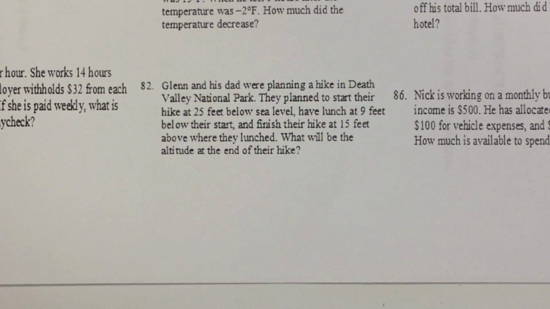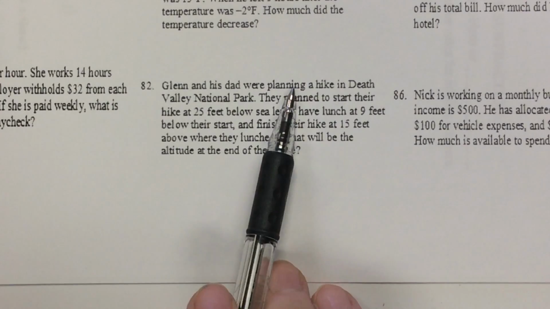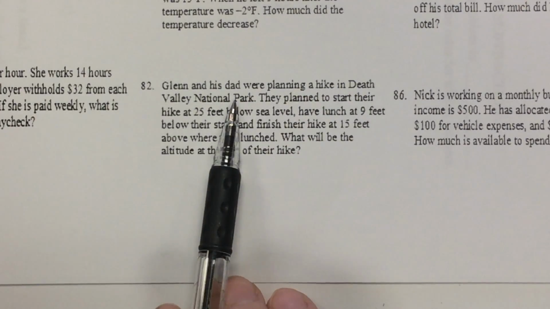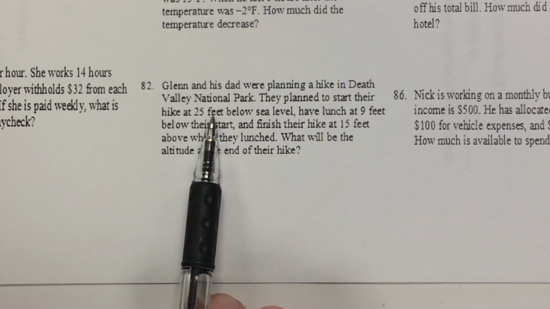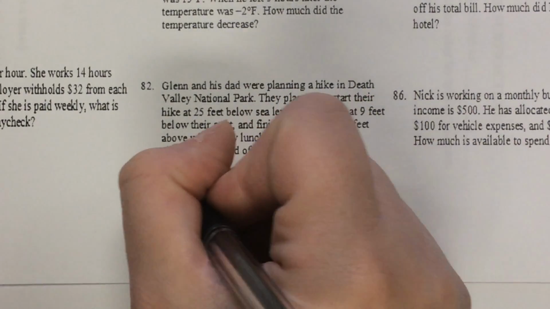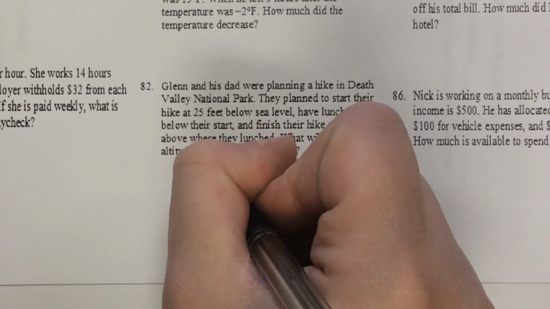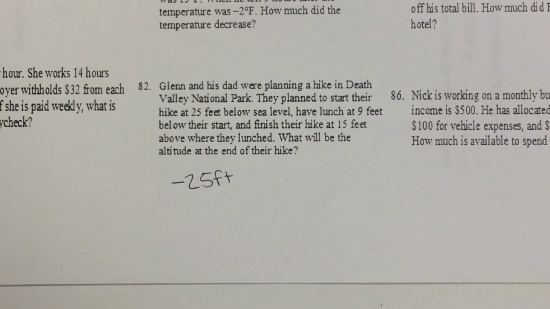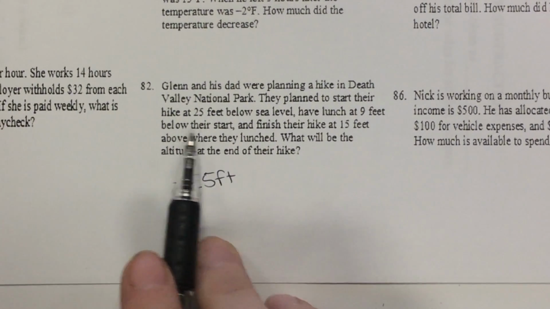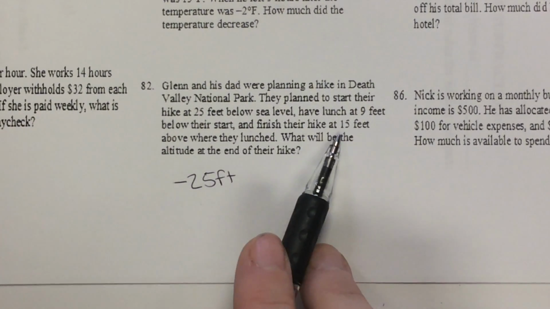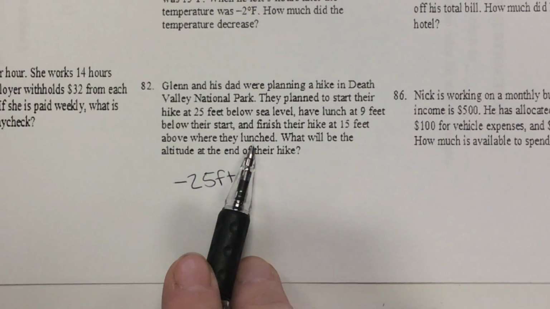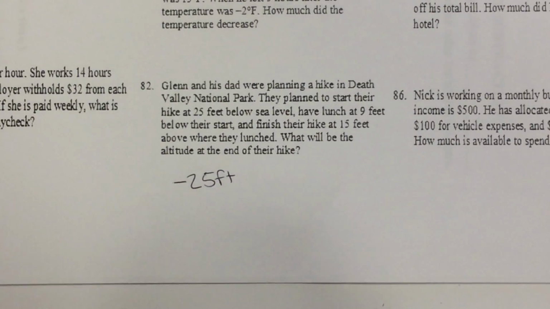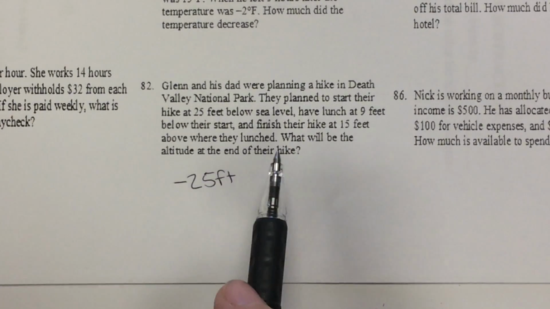I got cut off there at the end on problem 82, so I'm going to pick up where I left off. Glenn and his dad were planning a hike in Death Valley National Park. They planned to start their hike at 25 feet below sea level, so they're starting at negative 25 feet. They'll have lunch at 9 feet below their start and finish their hike at 15 feet above where they lunched. So wherever they had lunch, they're going to go up 15 feet. What will be the altitude at the end of their hike?